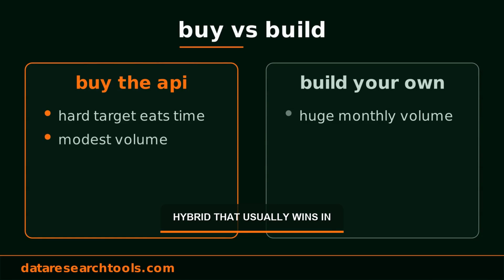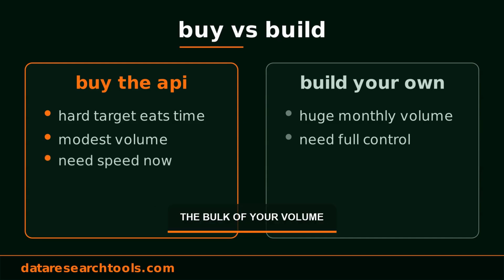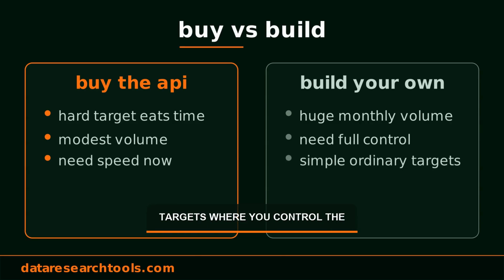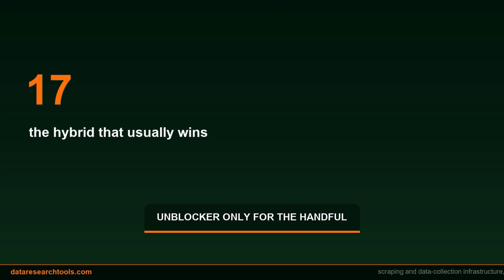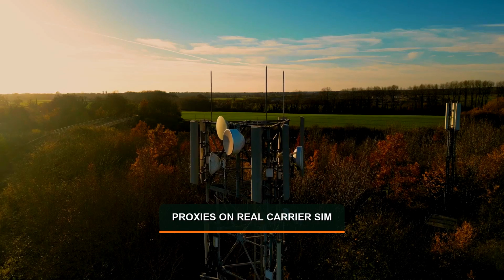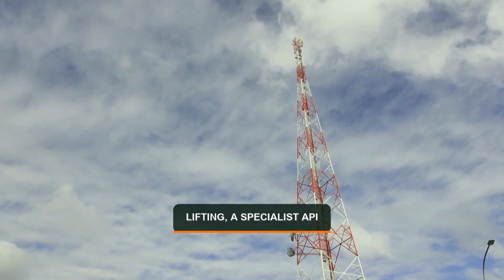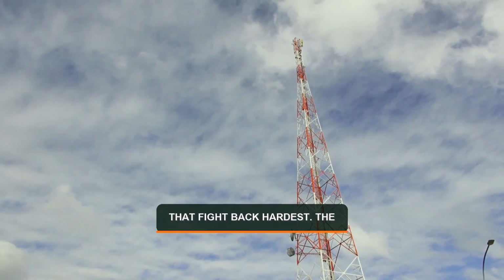The hybrid that usually wins. In practice, it is rarely all or nothing, and the smartest setup is a mix. Build your own stack for the bulk of your volume on the easy and medium targets where you control the cost, and buy the strongest unblocker only for the handful of genuinely hard sites that would otherwise eat your time. That way you pay the premium exactly where it earns its keep and stay cheap everywhere else. I run this split myself, my own mobile proxies on real carrier SIM cards for the predictable heavy lifting, a specialist API in reserve for the sites that fight back hardest.